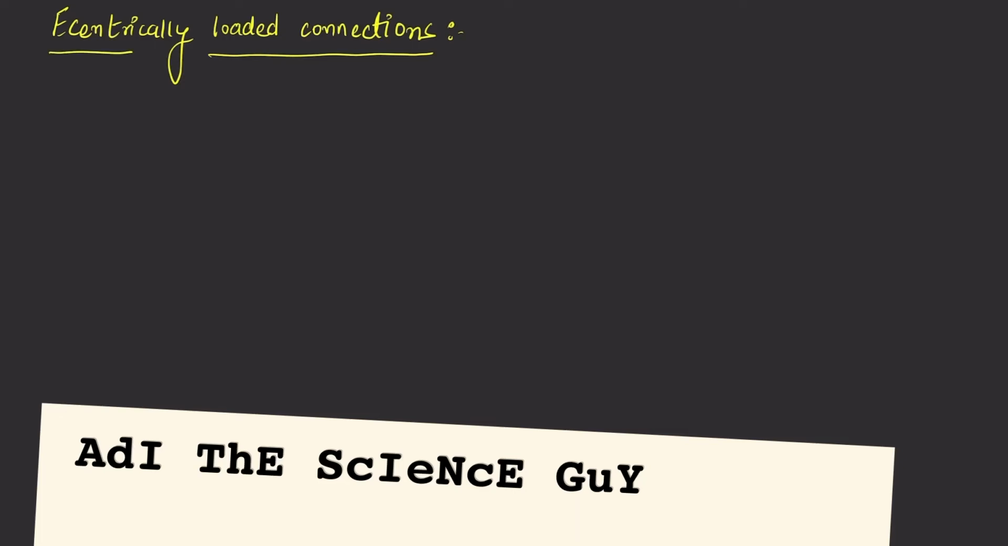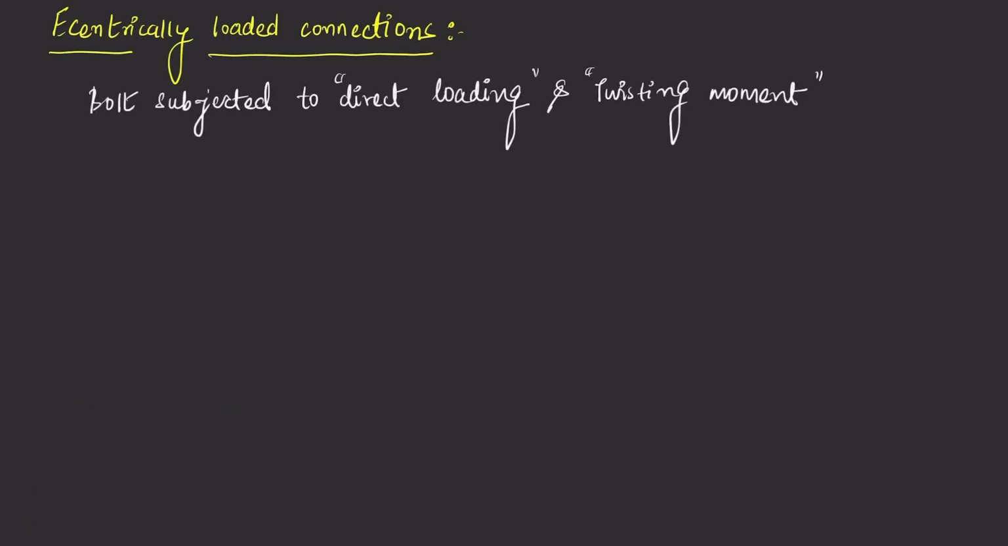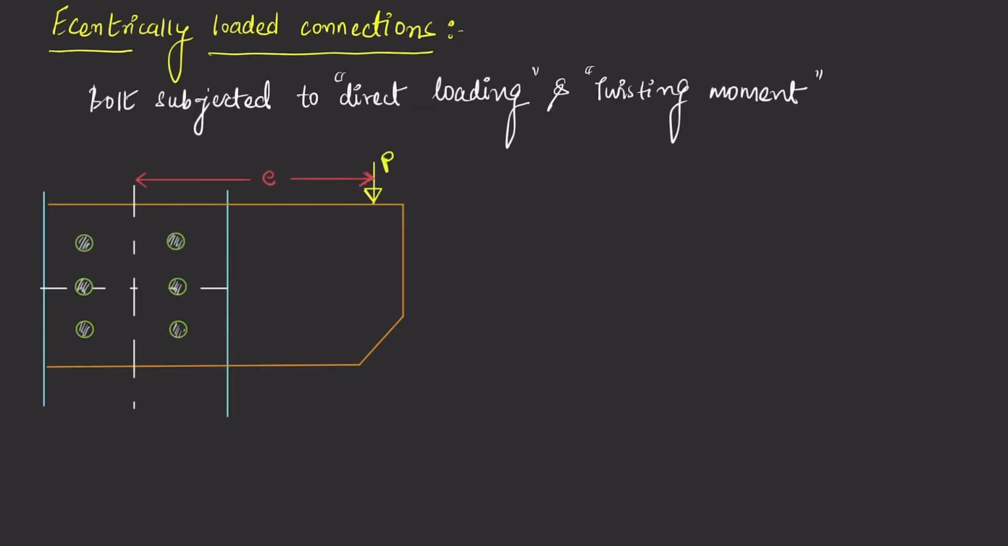...of eccentrically loaded connections in which bolts are subjected to the direct loading as well as the twisting moment. How? We'll see that in a minute. Here you can see we have a bracket which is attached to a steel column via bolts. Here you can see 6 bolts are used to attach this bracket.